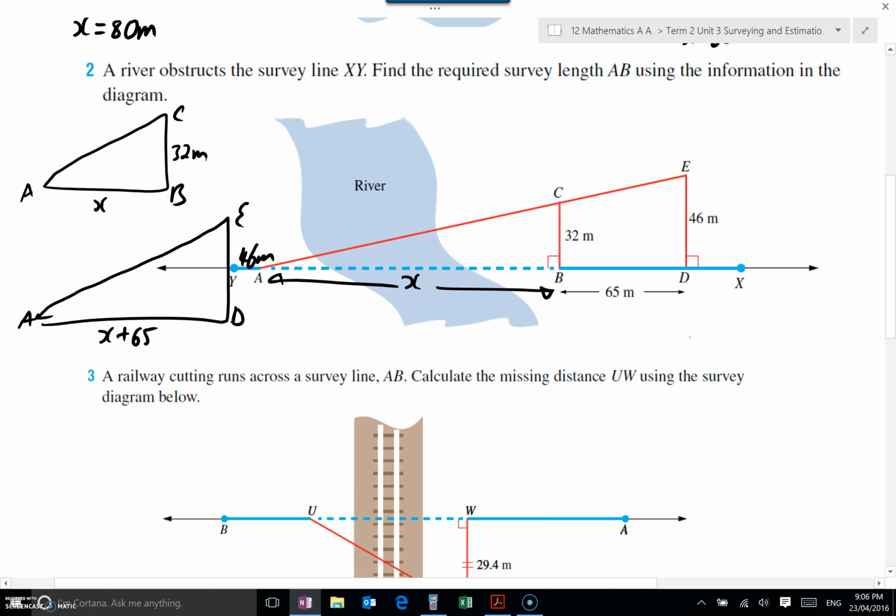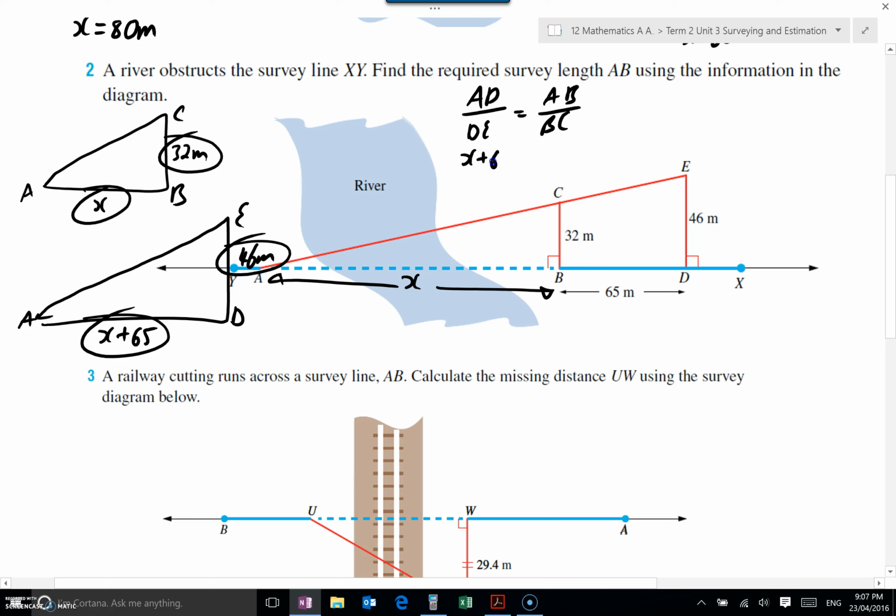So the way I'm going to do this is, again, just dividing similar triangles. So I'll grab this side divided by this side. Similar sides on the same triangle. So this guy divided by this guy, and this guy divided by this guy. So let's do that. AD on DE is AB on BC. It's basically going to end up as x plus 65 on 46 equals x on 32.